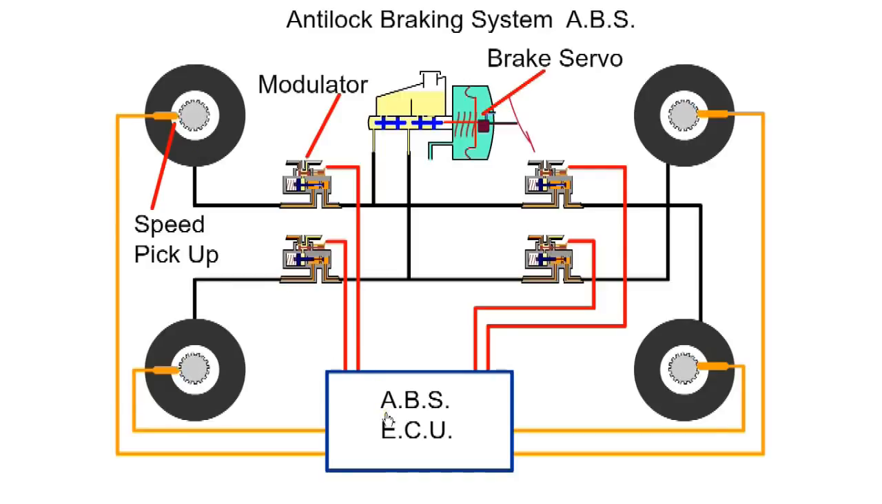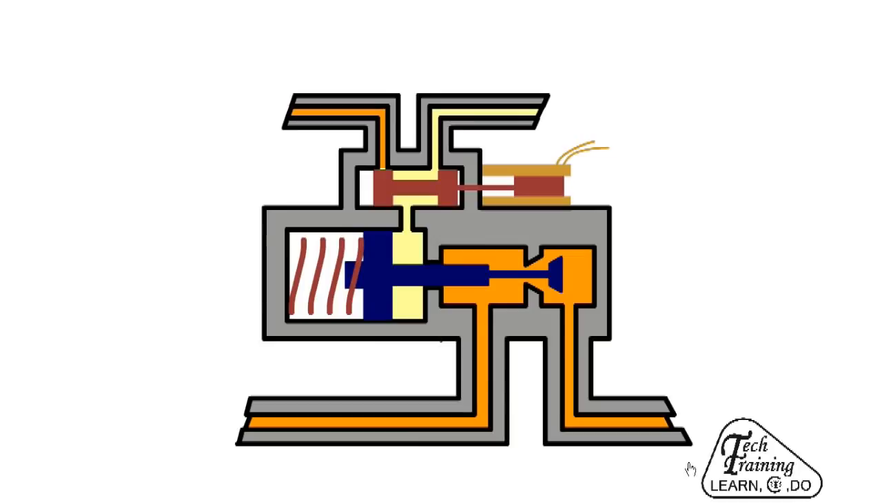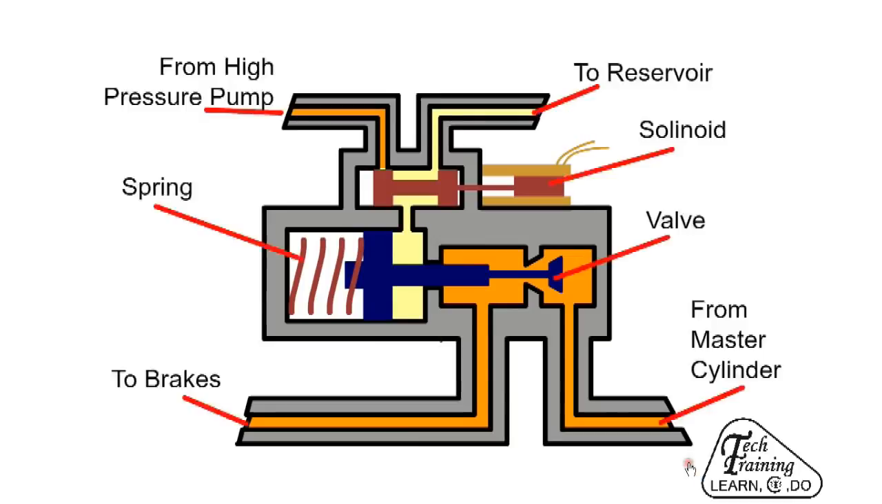When the ECU determines that a wheel is on the verge of locking, the ECU activates the modulating valve and releases the brake pressure. The modulator valve is normally in the open position and has no effect on the braking system.